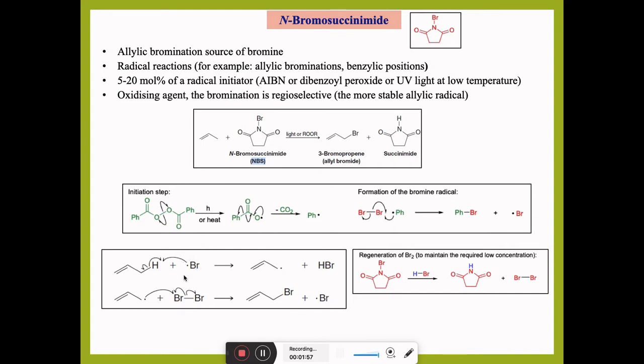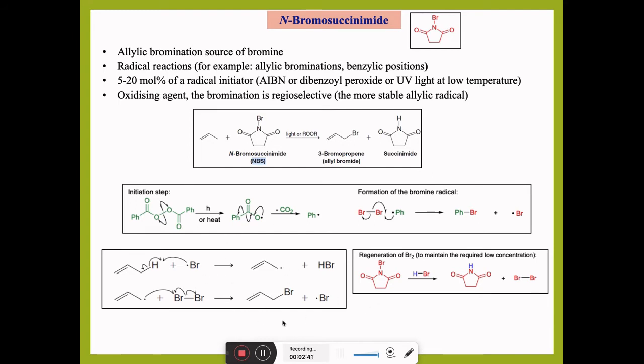This bromine radical reacts with the allylic hydrogen. This allylic hydrogen is removed as a radical by homolysis, and there is a formation of this allylic radical, which is a stable one. This allylic radical, propene radical, will then again react with the bromine molecule and give allyl bromide.